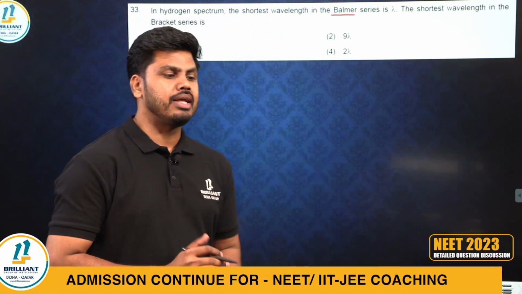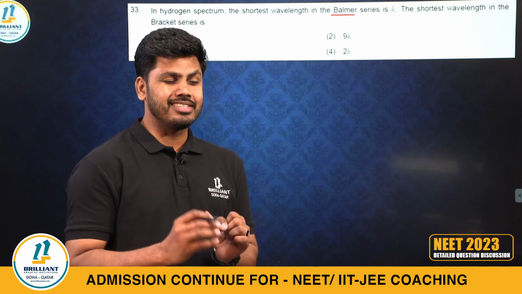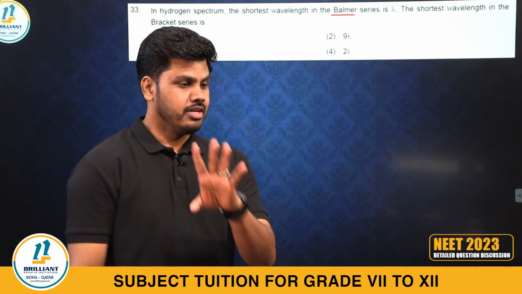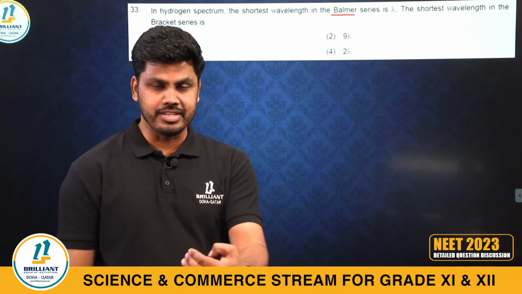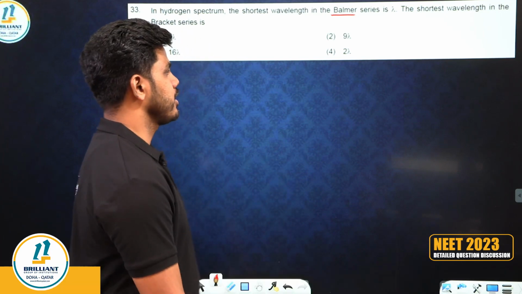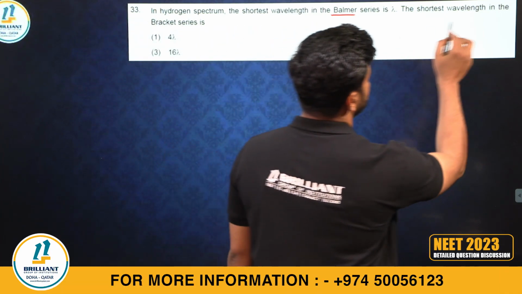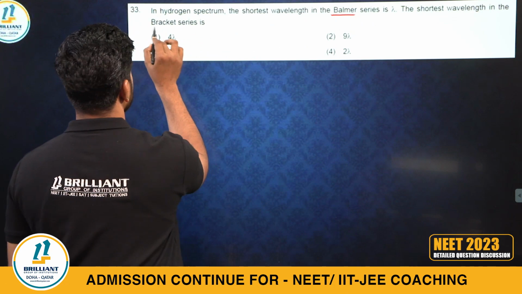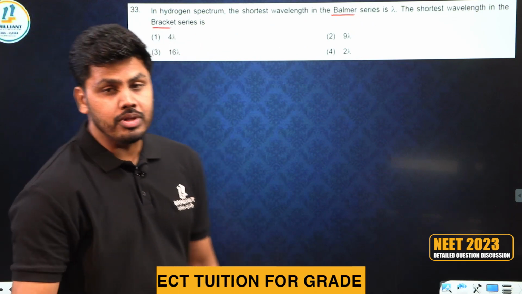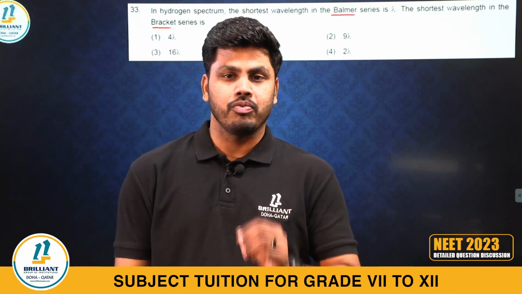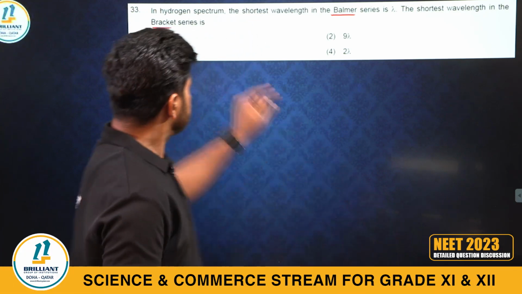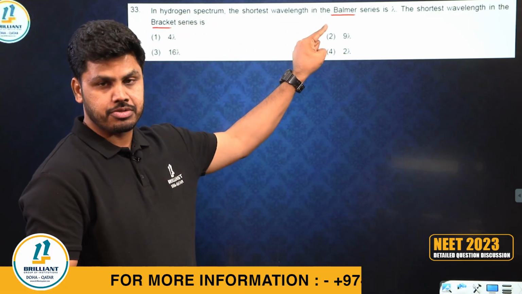The shortest wavelength in the Brackett series. The Brackett series is the last but one series, like 4. The last one is Pfund, and before that is Brackett. So, a comparison of the Balmer series and the Brackett series. In both series, we are going to take the ratio of their shortest wavelength, as per the question.